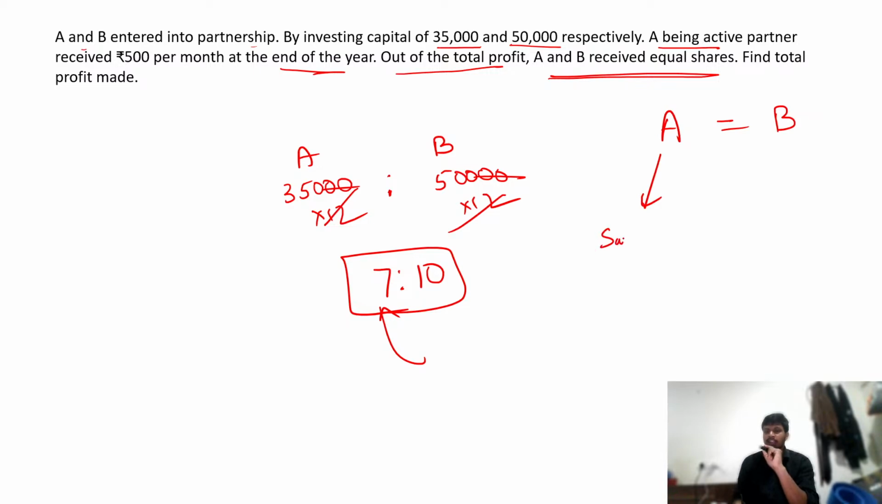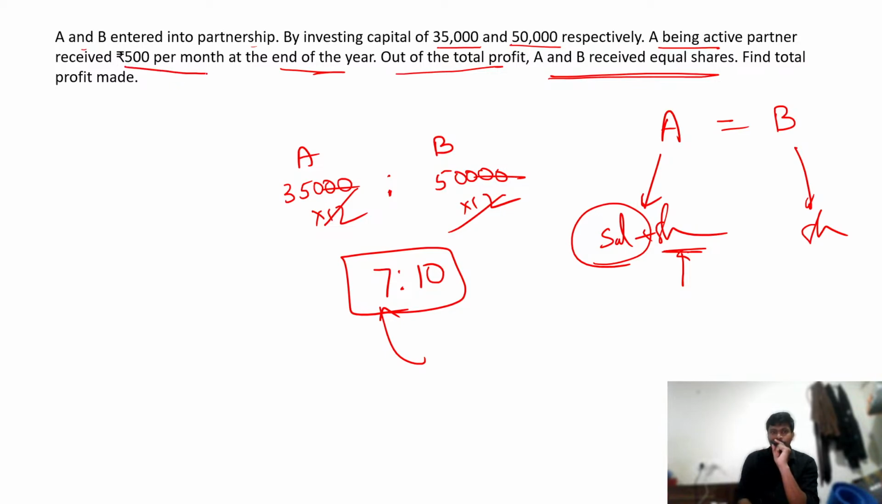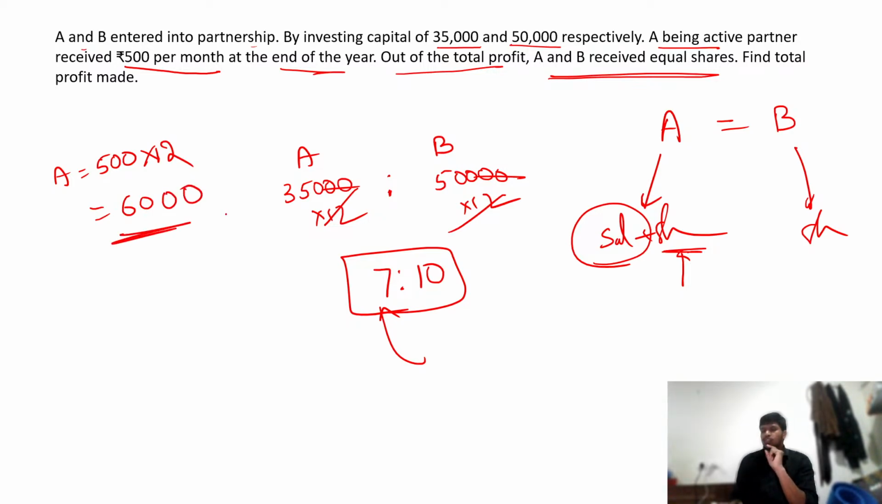A is going to get salary plus share. B is going to just get share. So whatever share he is getting less is going to get covered by salary. So let's find out what A's salary is. A is going to get 500 rupees per month, and they are doing the business for 12 months. So there is a salary of 6,000. So A is getting 6,000 salary plus share value, and B is getting only share.